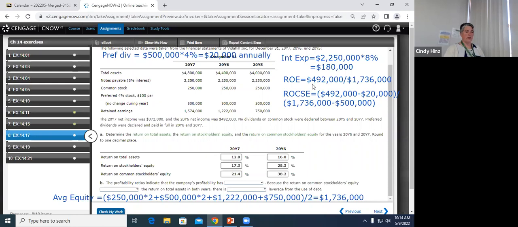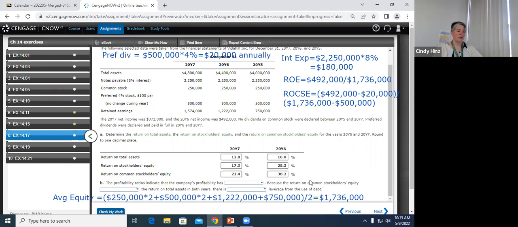Okay, so I've shown my calculations here on the screen. I calculated the average equity down here at the bottom, plugged that into the return on equity and found a return on equity for 2016 of 28.3. And then the return on common stockholders' equity, where we excluded the preferred dividend and the preferred equity, gave us 38.2. And so, as we've been saying right along, we can't look at any of these numbers in a vacuum. We need a comparison.